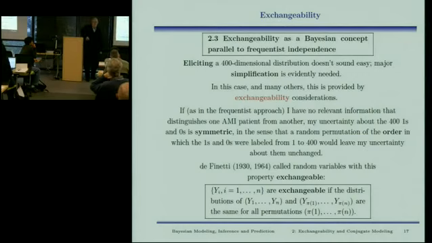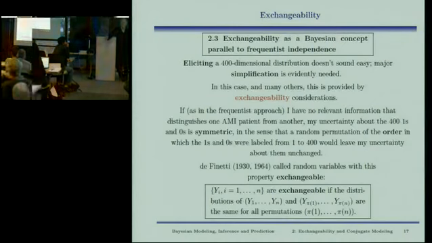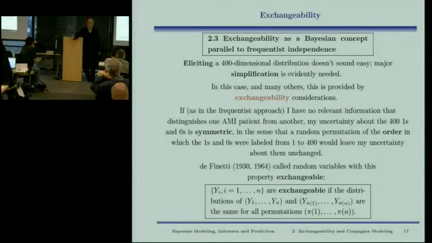So this is a cool thing to have observed, because it's a description of my uncertainty about the world that comes directly from the science of the problem. It doesn't involve any extraneous assumptions that I'm piling on top of things. I notice about my uncertainty about these ones and zeros that if I have no covariates, then my uncertainty about them is exchangeable.